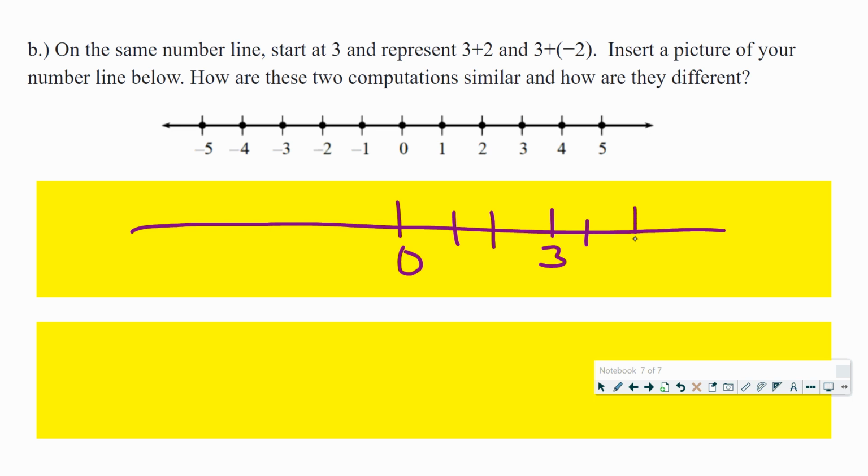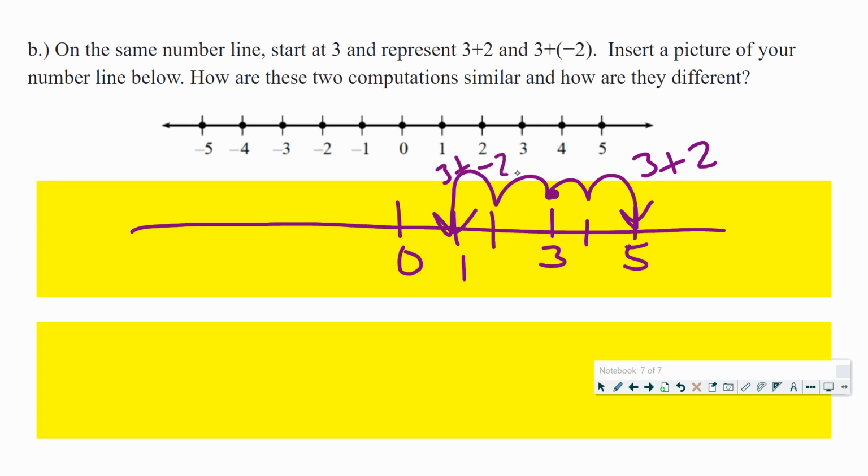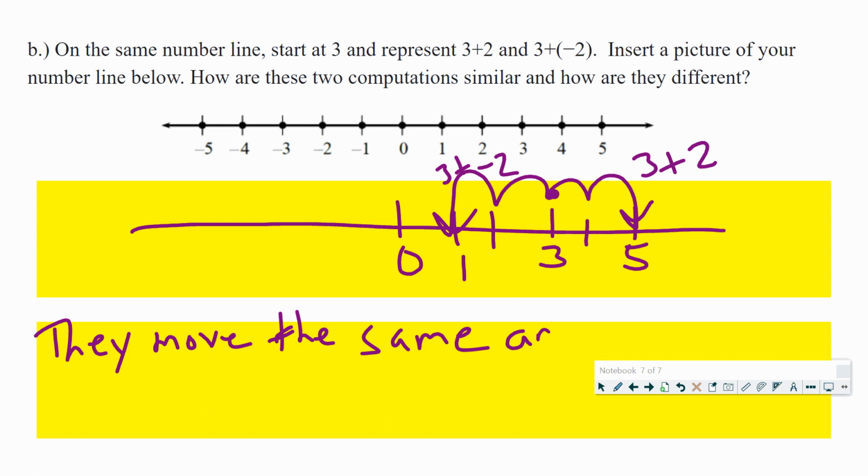Here's 3. So 3 plus 2, I would start at 3 and go forward 1, 2, and end up at positive 5. So this is 3 plus 2. 3 plus negative 2, I would go backwards and end up at positive 1. So how are they the same and how are they different? They're moving the same amount, but in different directions.